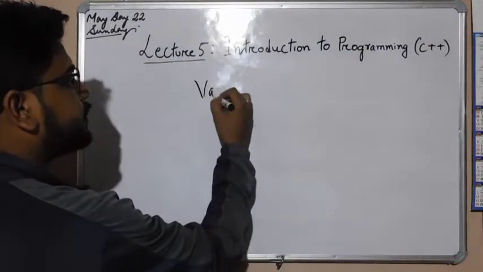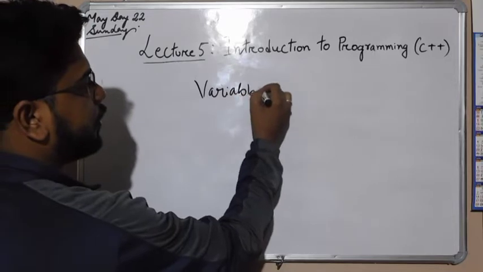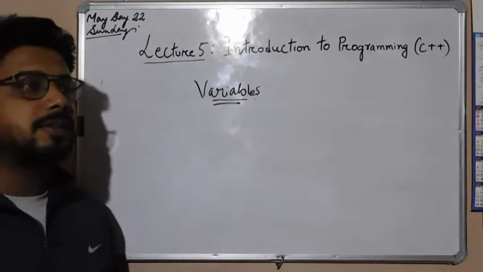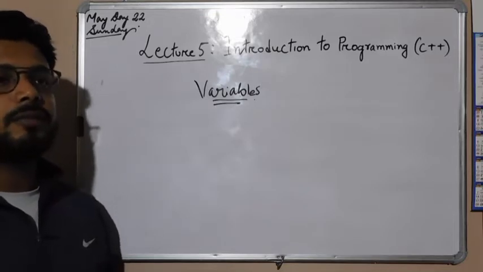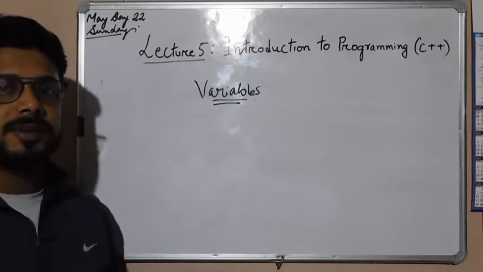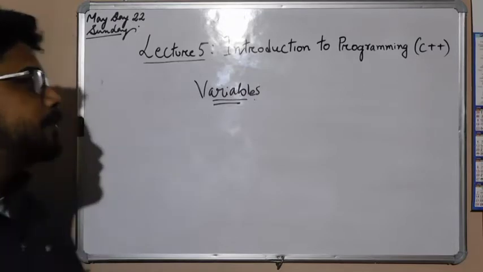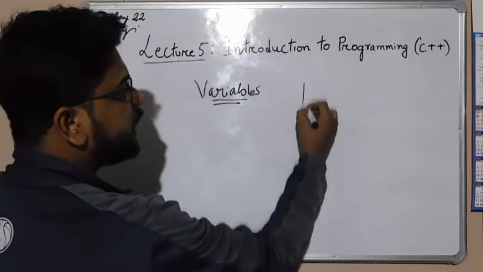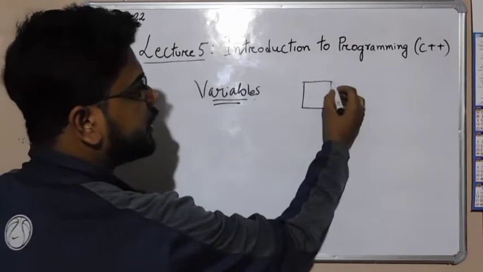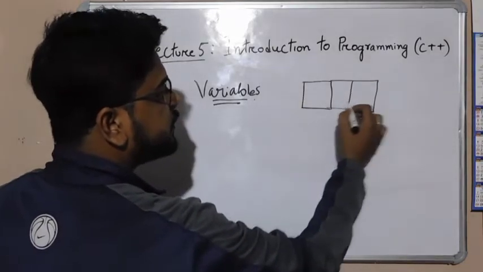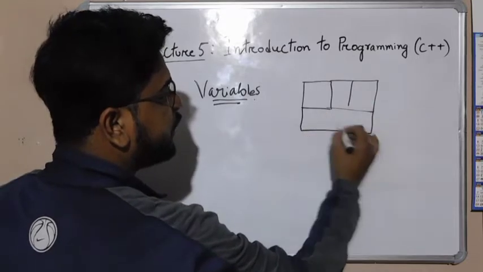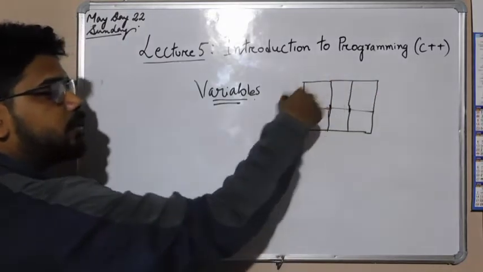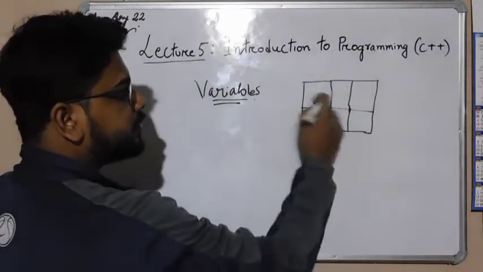Then comes variables. Now variables, what are variables? See, variables are the most important thing you should know while building up a C++ program or any program. Variables are something which help you to create a memory block. A computer's memory, as I told you in my earlier videos also, is broken up into various blocks. This is, suppose, the computer's memory.